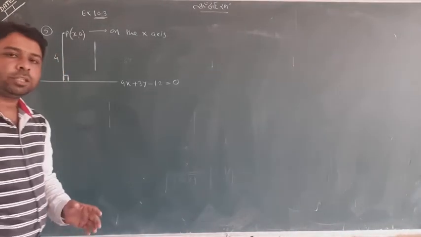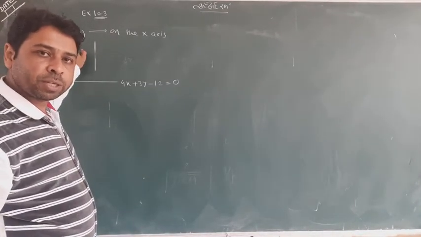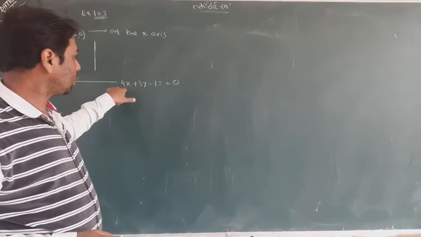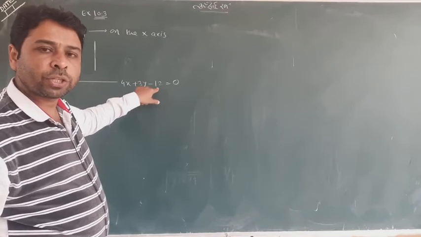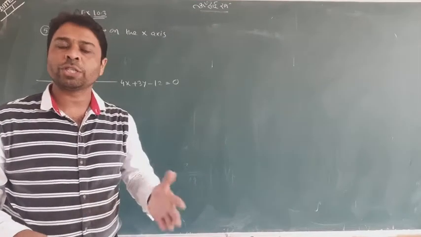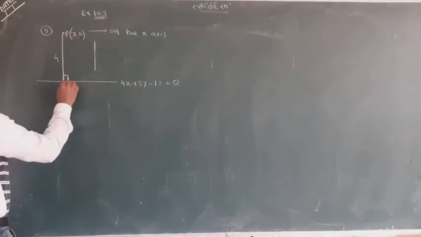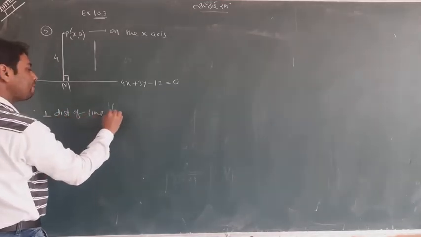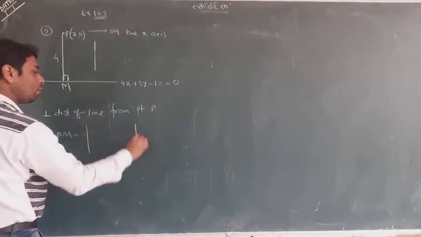I hope you have got the condition that we have to find the point on the x-axis. We have taken P(x, 0) because it is lying on the x-axis. The line was given in intercept form. I have written 4x + 3y - 12 = 0 by taking the LCM of that line and turning the equation into general form. The distance given is 4, so definitely we will use the concept of perpendicular distance. Suppose it is PM. The perpendicular distance of the line from point P will be PM, and you know the distance formula.